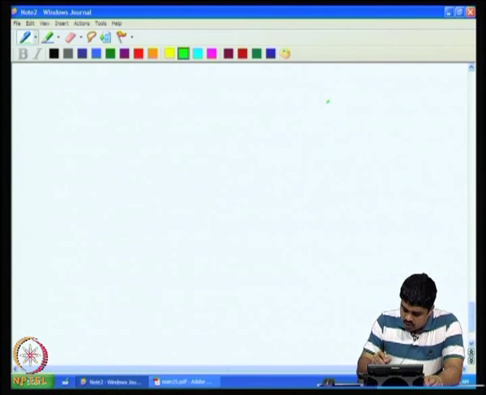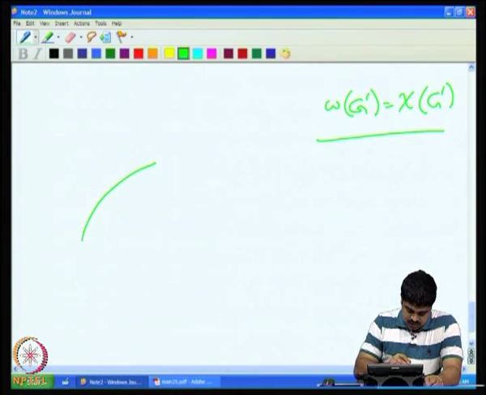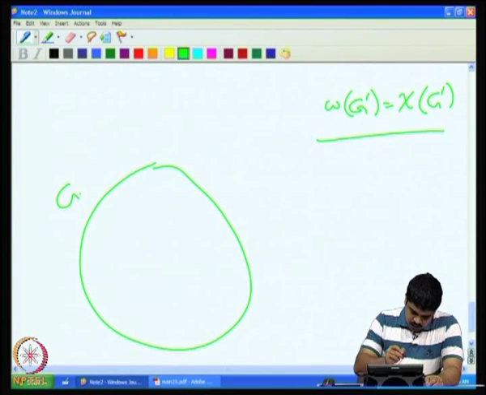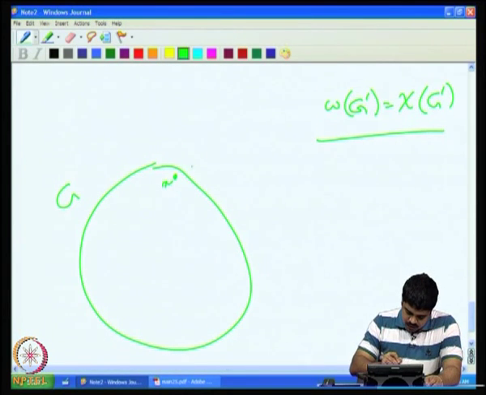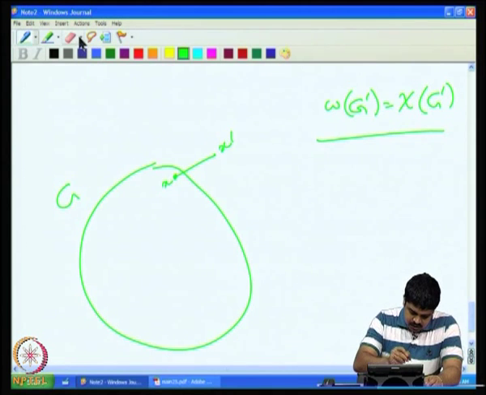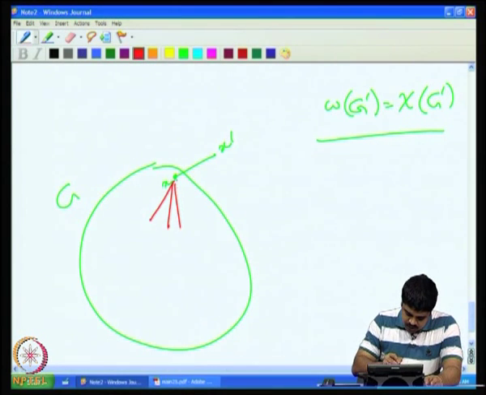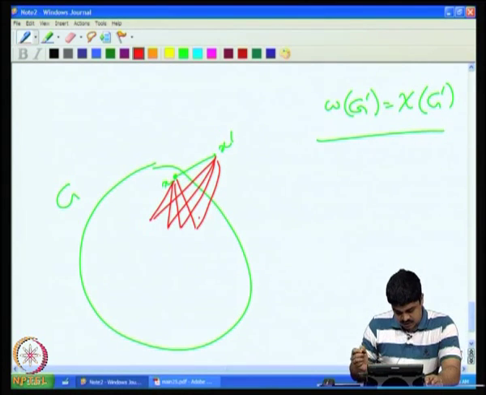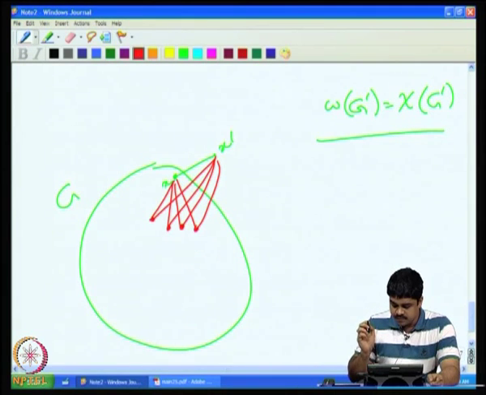We want to prove that omega of G dash is equal to chi of G dash. How will you do this? So, this is the G, and here we have this x, and here we have this x dash. Some neighbors are here and some neighbors are here. So, this is the situation. Now, what we are bothered about here is what is the chromatic number of it, what is the omega of this, right.